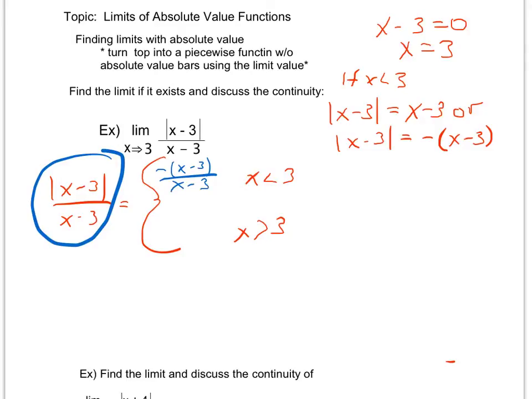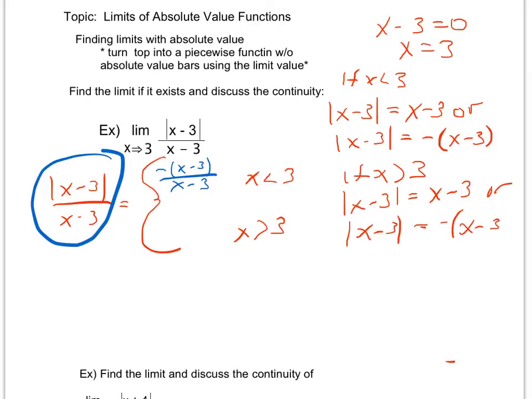If I do the same thing for if x is greater than 3, I'm going to ask myself the same question. Is the absolute value of x minus 3 equal to x minus 3, or is the absolute value of x minus 3 equal to the opposite of x minus 3? Let's pick some test points. So x is greater than 3. Let's say I pick something like 4. 4 minus 3 is 1. Absolute value is 1. 4 minus 3 is also 1. Let's try 5. 5 minus 3 is 2. Absolute value is still 2. 5 minus 3 is 2.